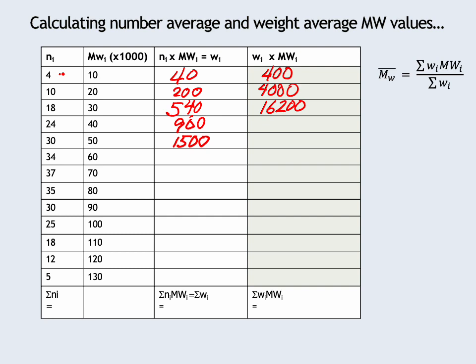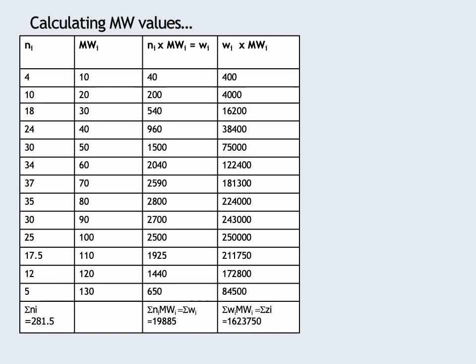So this total number of molecules was 281.5, and the total weight of all of the molecules was 19,885 units. And so if I completed that table and added all of the W sub I times M W sub I, if I added that column, I would get 1,623,750. So the sum of W sub I over the sum of N sub I, that was the number average molecular weight.